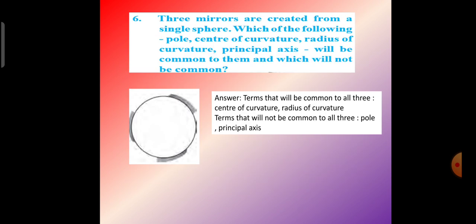3 mirrors are created from a single sphere. Which of the following: pole, center of curvature, radius of curvature, principal axis will be common to them and which will not be common? The terms that will be common to all the three are center of curvature and radius of curvature, and the terms that will not be common to all three will be pole and principal axis.